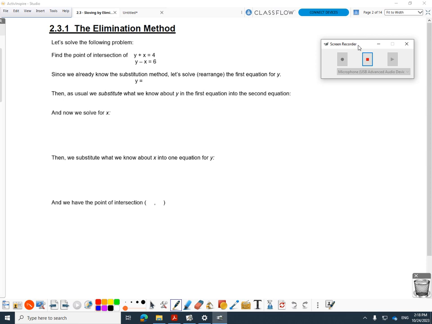We already know the substitution method. Well, we sort of know it; we're sort of working on substitution. Let's solve the first equation for y. So here's the first equation. Put a little 1 and 2 beside them so you know which one's which. I want to rearrange that one so it's y equals.